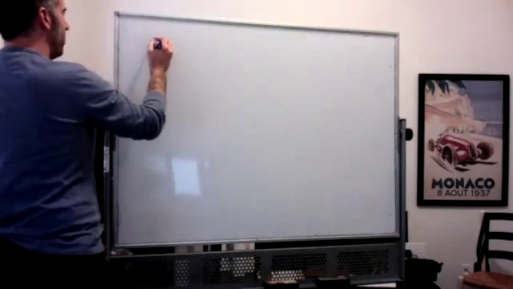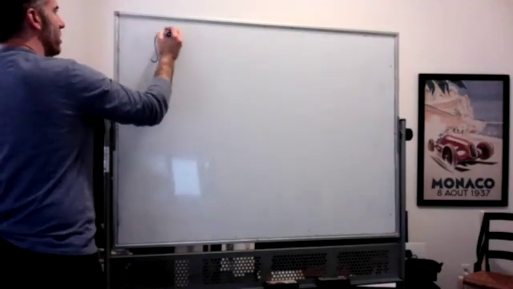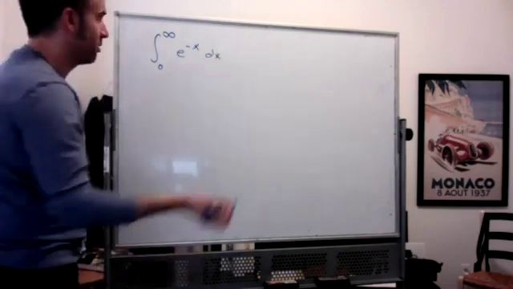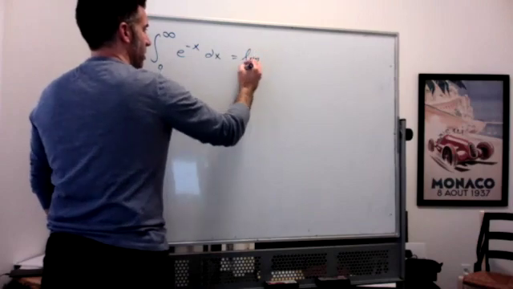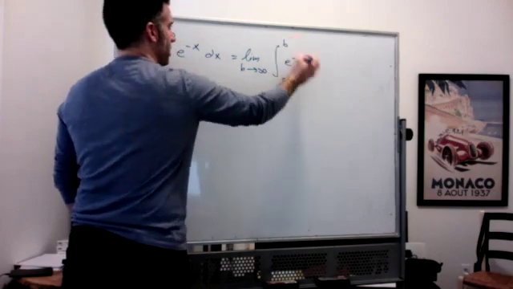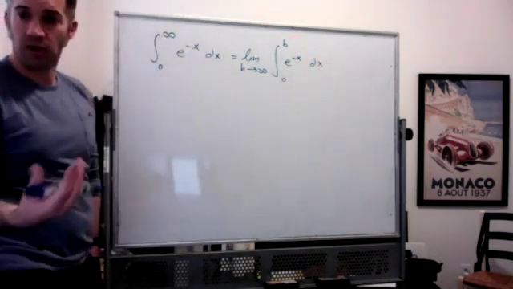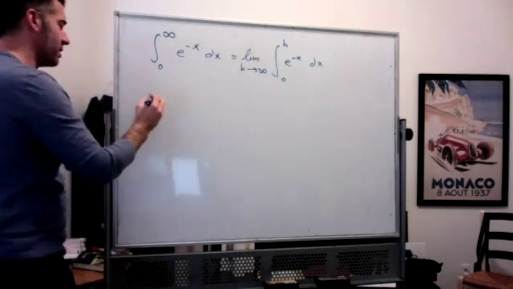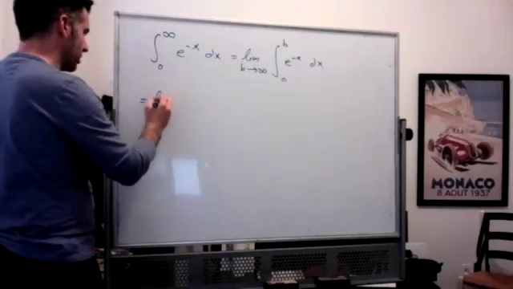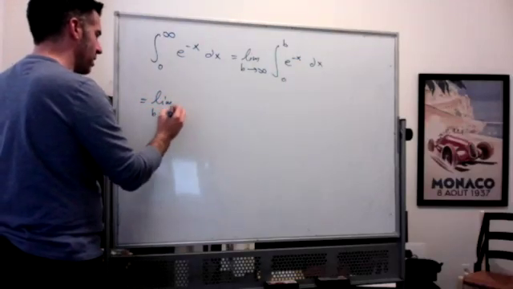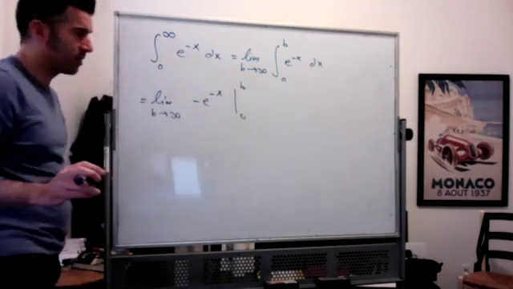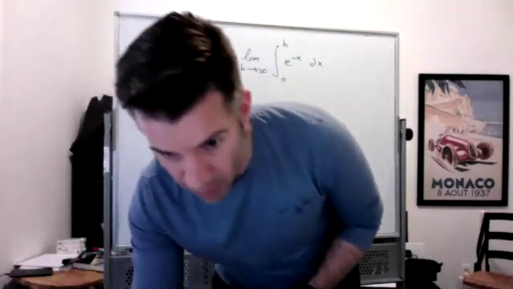So how about this? How about the integral from 0 to infinity of e to the negative x dx? Well, we're going to do the usual thing. We're going to write it as the limit as b goes to infinity of the integral of e to the negative x, from 0 to b, dx. And we're going to integrate. The integral of e to the negative x is e to the negative x divided by negative 1, or just negative e to the negative x. This is going to be the limit as b goes to infinity of negative e to the negative x from 0 to b. Here is a pro tip.